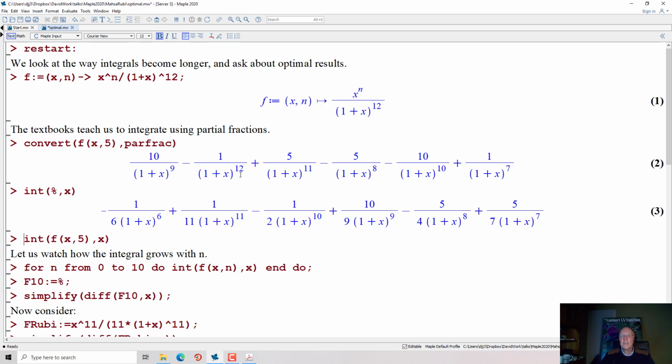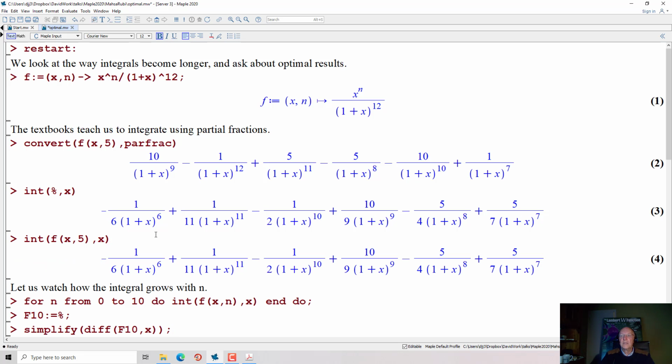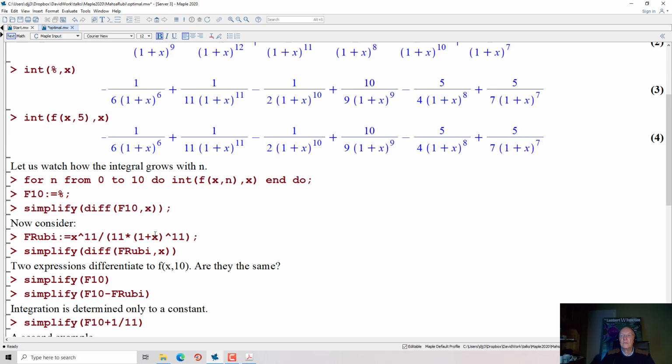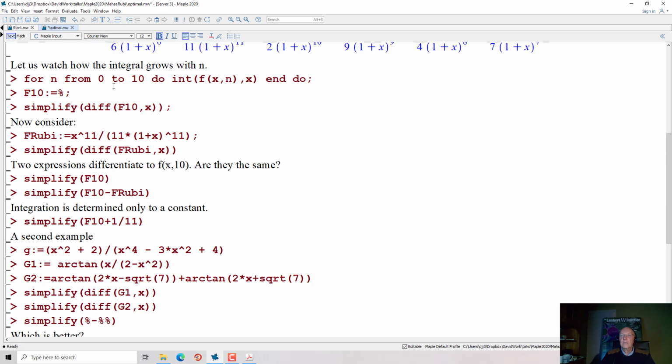This is in fact how Maple already does the integral, and we can prove that by just asking Maple to do the same problem, and we get the same answer. Now the interesting point is, how does the size of the integral grow? And so that's what I've written here. For n goes from 0 to 10, evaluate the integral. So in the output, we're going to get one line for each integration as n increases.